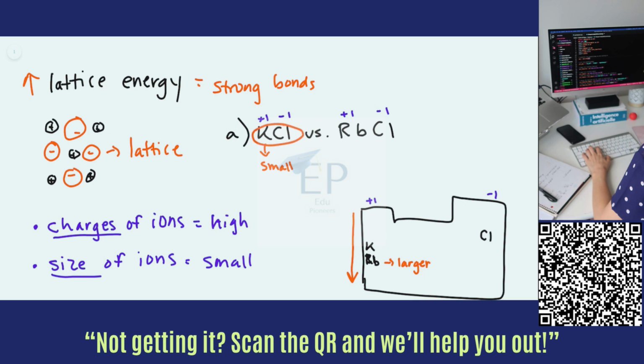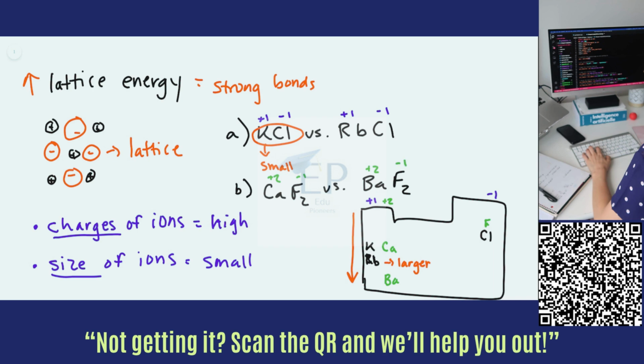All right, so now let's pop on over and take a look at part B, which is comparing calcium fluoride versus barium fluoride. All right, we're going to find a similar situation as we did before. So calcium and barium are both in group 2 on the periodic table. They'll have a +2 charge. Fluorine is in the same group as chlorine, so it will have a -1 charge.